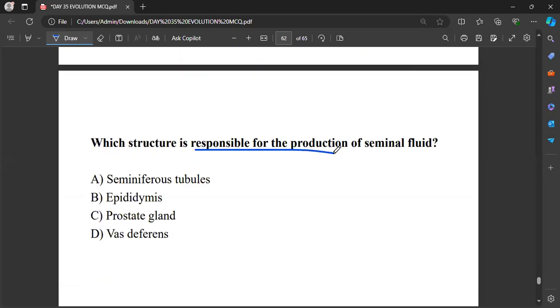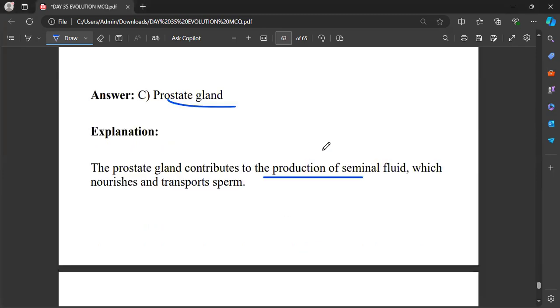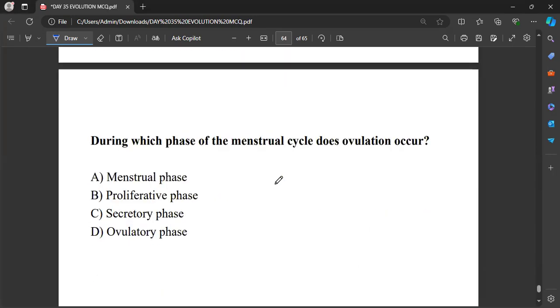Which structure is responsible for the production of seminal fluid? That will be the prostate gland. Very good. That contributes to the production of seminal fluid, which nourishes and transports the sperm.